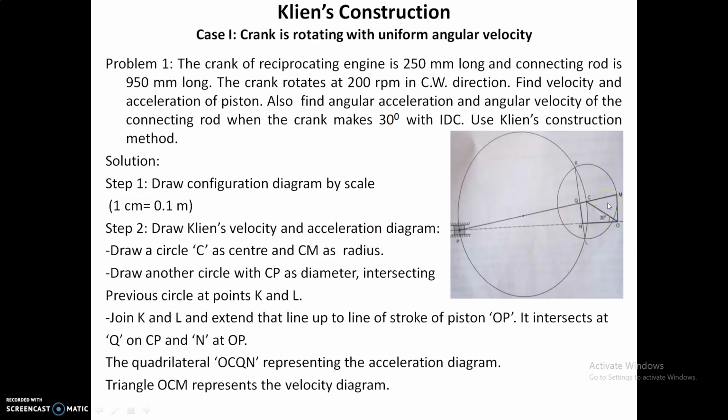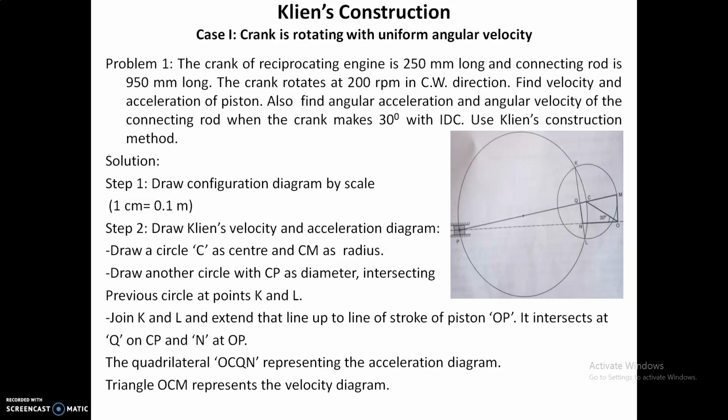For the velocity polygon, in the problem, O is the fixed point. The slider crank mechanism is given where O is fixed, OC is the crank, CP is the connecting rod, and slider P is given. Then a 30-degree angle of the crank is given from IDC.